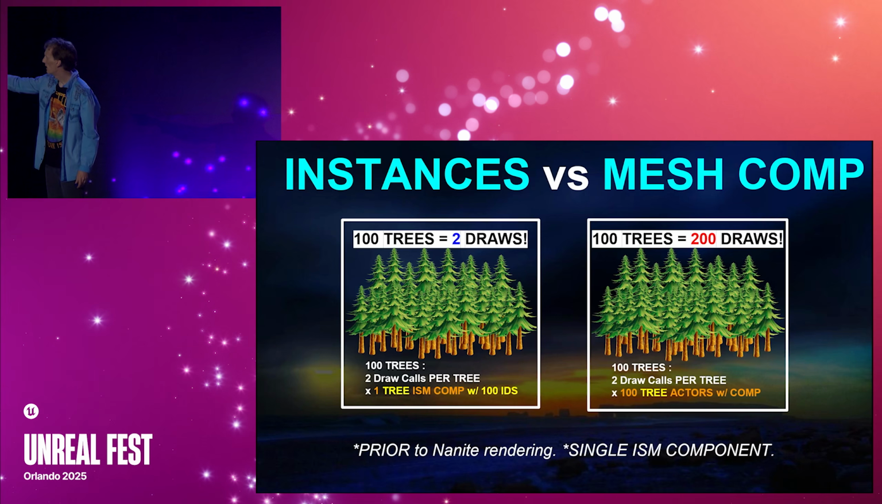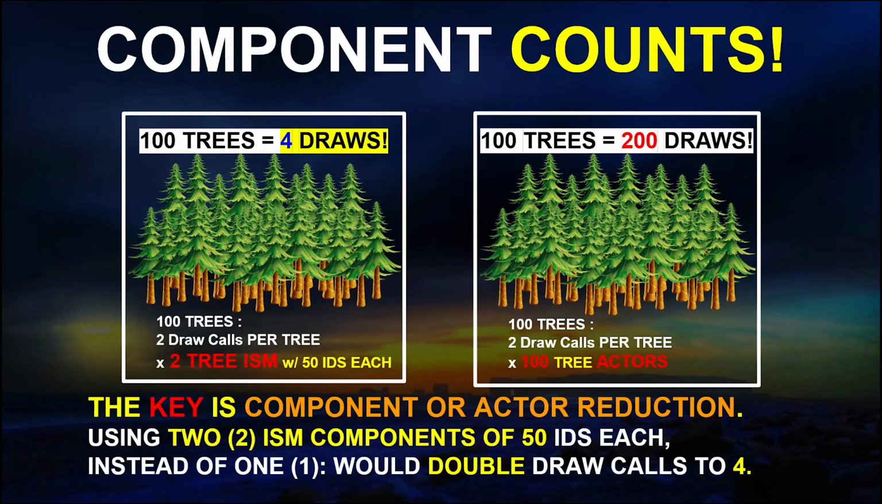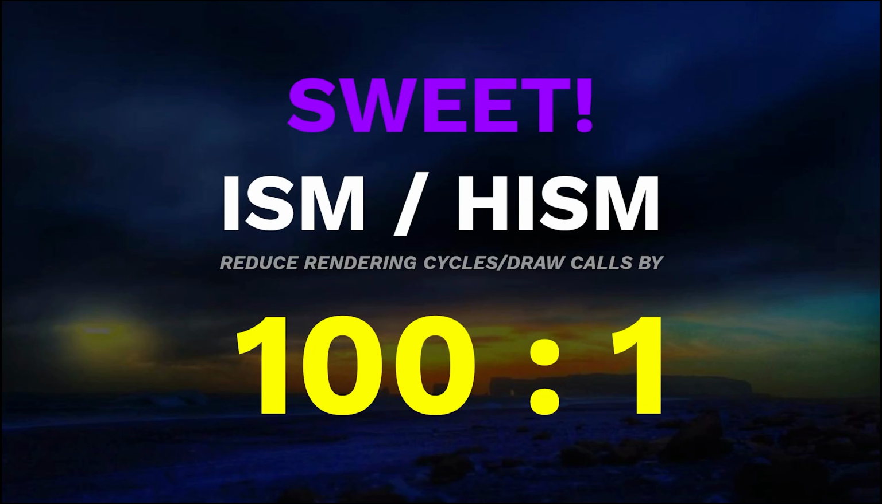Here we have 2 ISMs of 50 instances each instead of 100. We get double the draw calls because those components don't get to batch together. And you see here, basically, we have 100 components instead of 2. And it multiplies that out. Sweet. ISMs, 100 to 1 on draw calls.